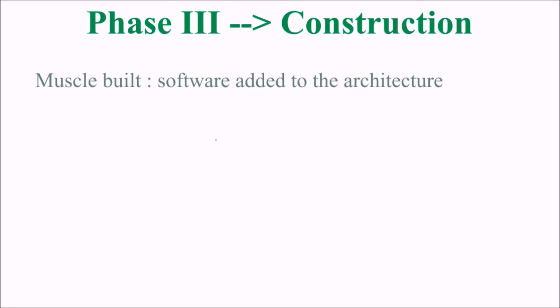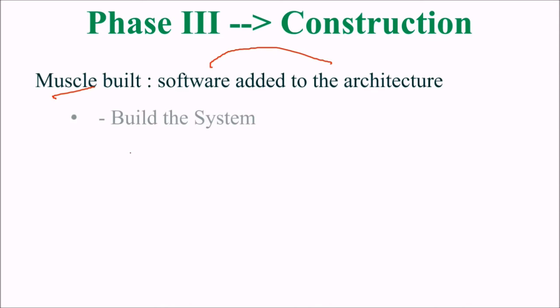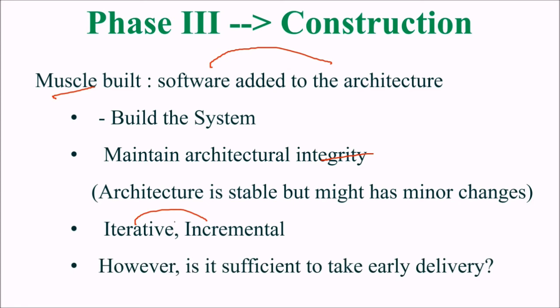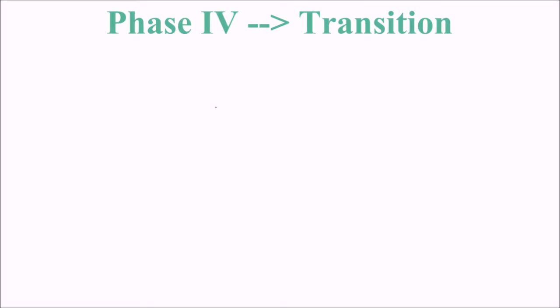Then construction, that is, the muscle build, where software is added to the architecture. We build the system and maintain the architecture's integrity. The architecture is stable but might change, meaning it may have some minor changes. And of course, in construction we have to adopt the iterative and incremental strategy. But is it sufficient to take early delivery? Yes, we want the early delivery.